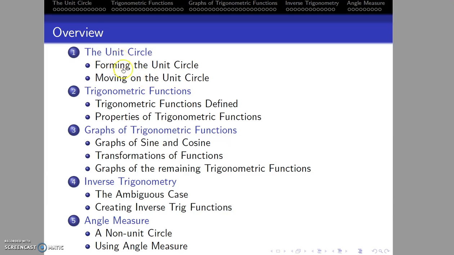So we are now pretty well familiar with the unit circle, what it means to be on the unit circle, and also what it means to move around on the unit circle. So we're going to go from there and start looking at the big six, the trigonometric functions. So let's get right to it.